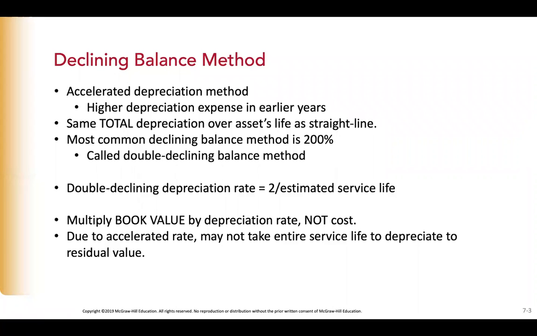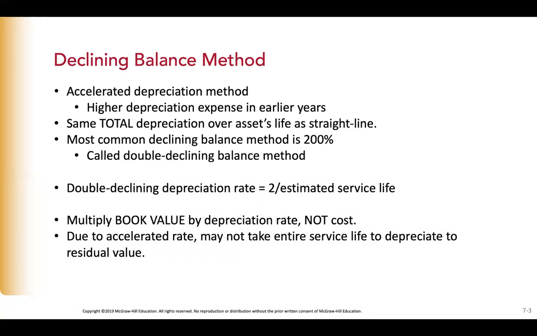The depreciation rate which we use under declining balance is a multiple of the straight line method. The most commonly used is the 200%, also called double declining balance method, since the rate is double the straight line method. A simple way to get the depreciation rate for double declining balance is to divide the number 2 by the estimated service life. In our previous example of our 5-year asset, we had a depreciation rate of 20%. If you take 2 and divide it by 5, you get 40%, which you see is double the straight line method.